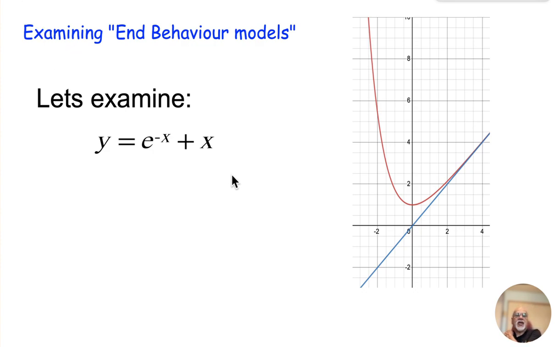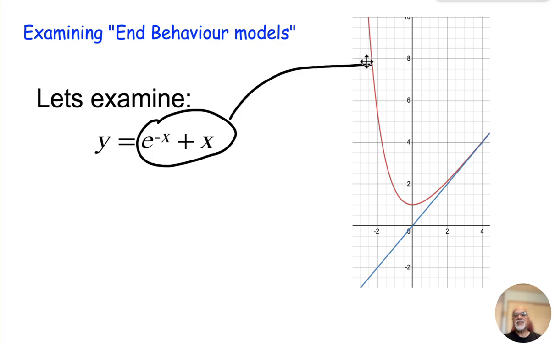Let's discuss end behavior models for this function e to the minus x plus x. I've taken the liberty of graphing e to the minus x plus x. That's the red graph that you see here, this whole thing. And I've also graphed the line y equals x here, just for comparison.